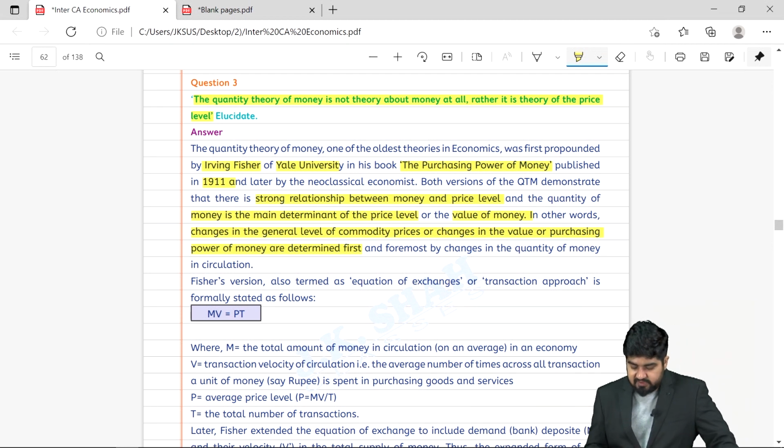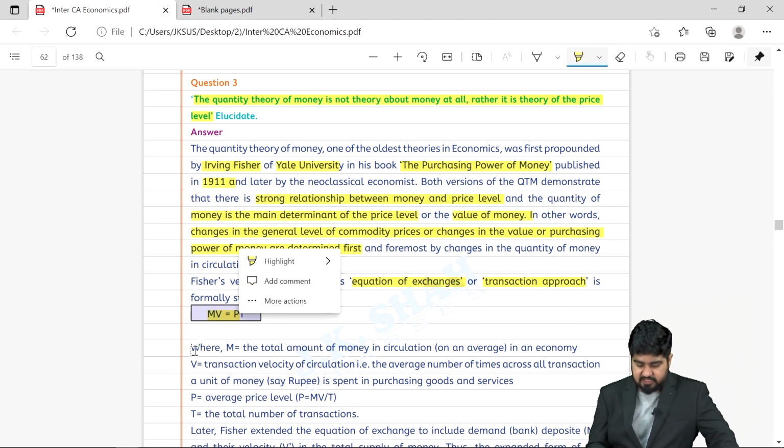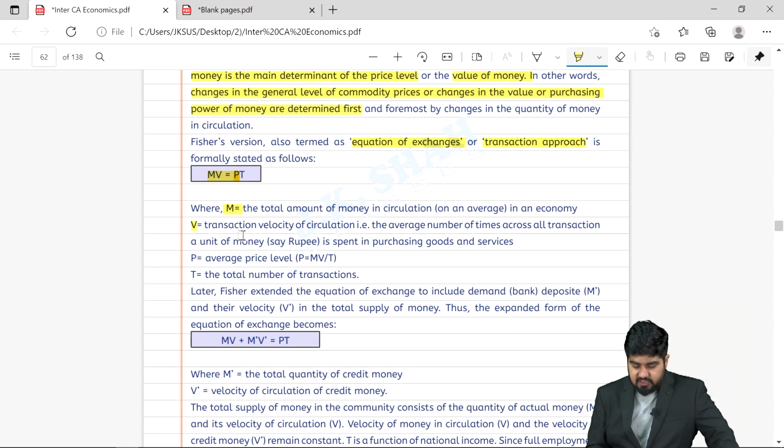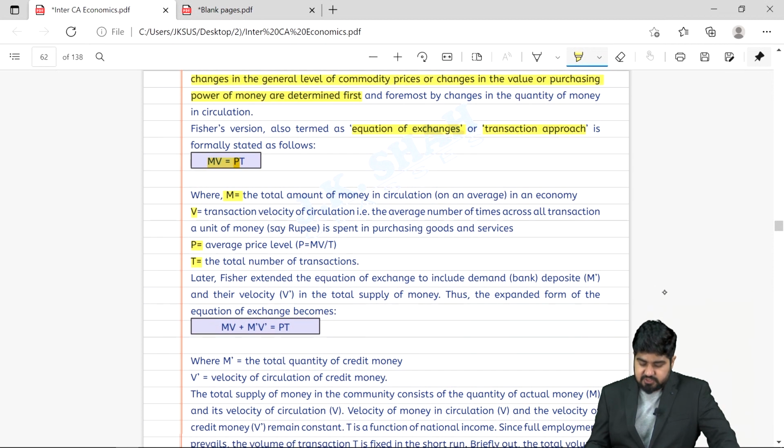Now, Fisher has given one equation of exchange, which is also called the transaction approach. It is formally stated as MV = PT. Now, when I say MV = PT, M is nothing but the total quantity of money. V is the velocity of circulation. P, you are of course aware, is the market price or the average price level, and T is the number of transactions, right? So velocity, transactions, price, and money.